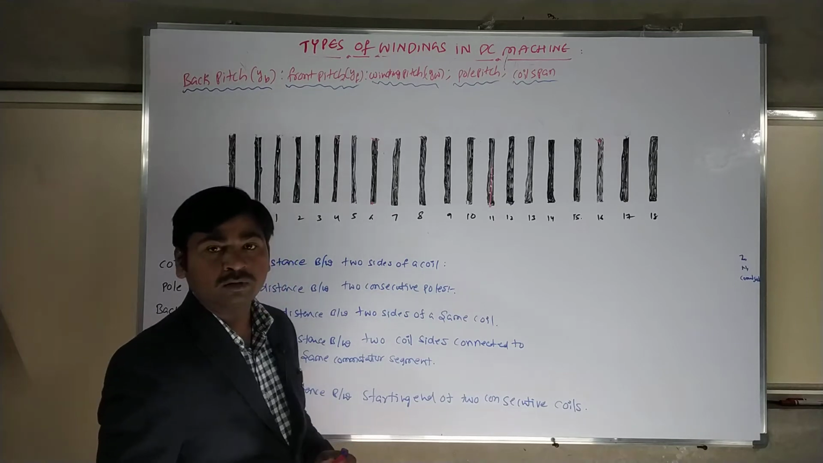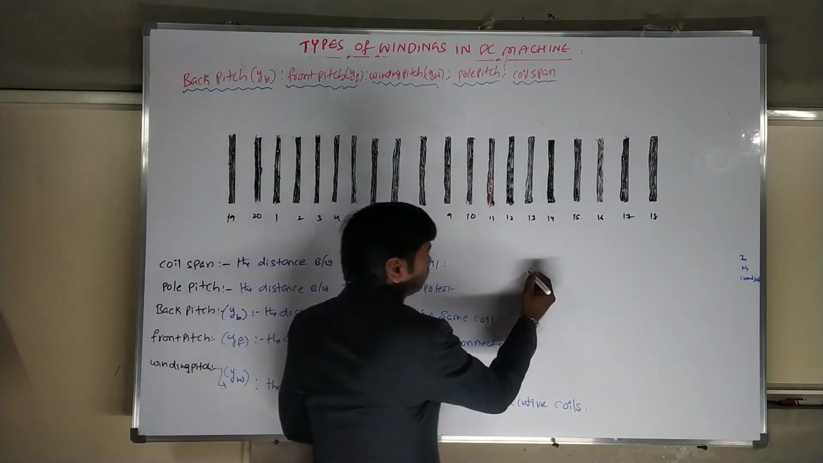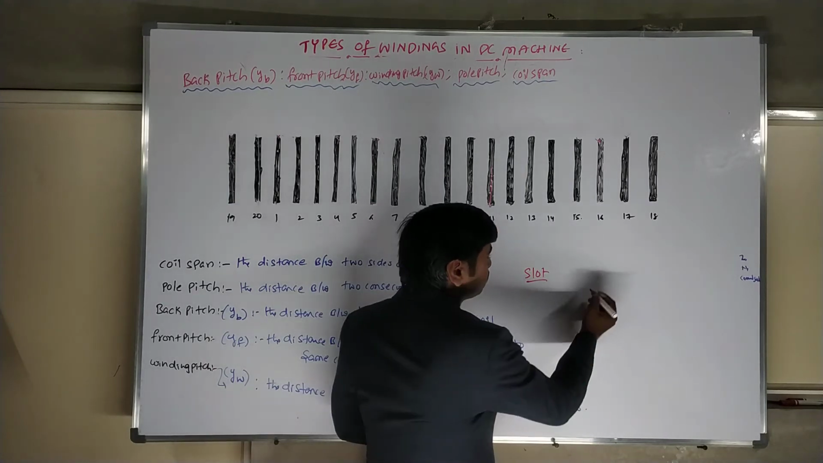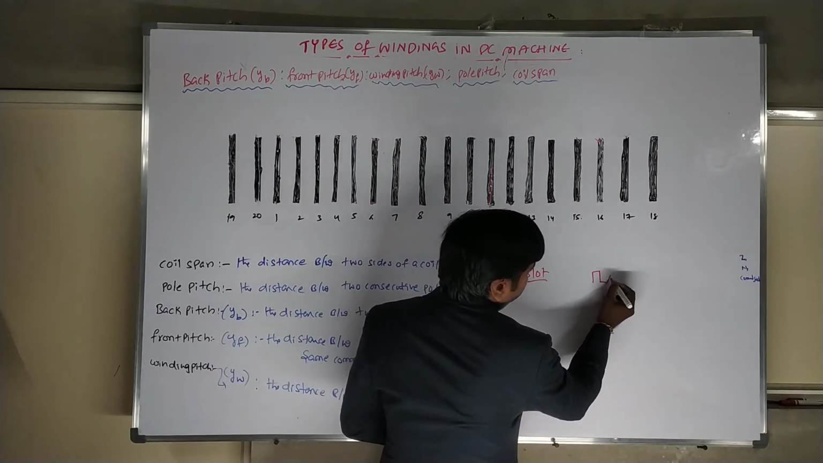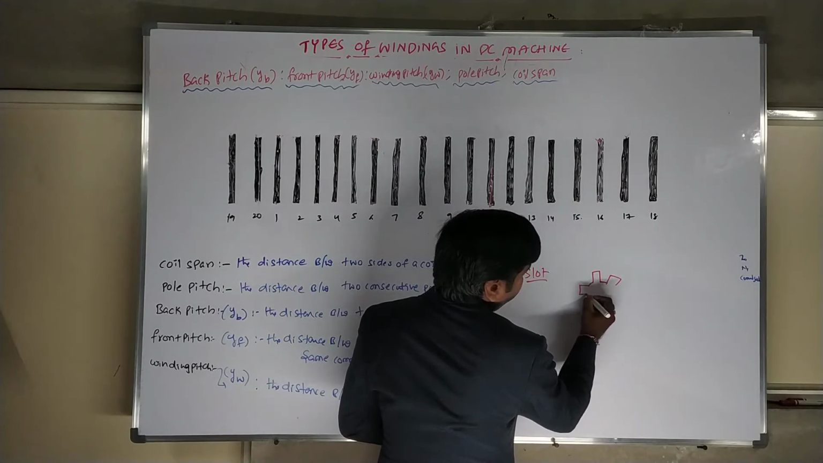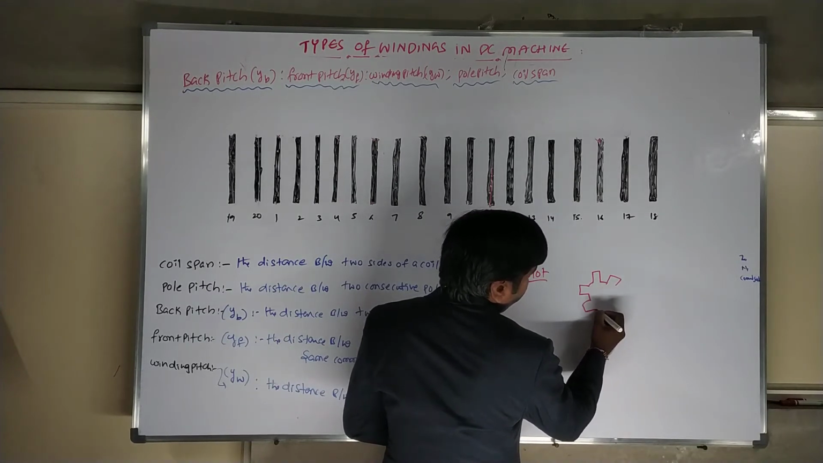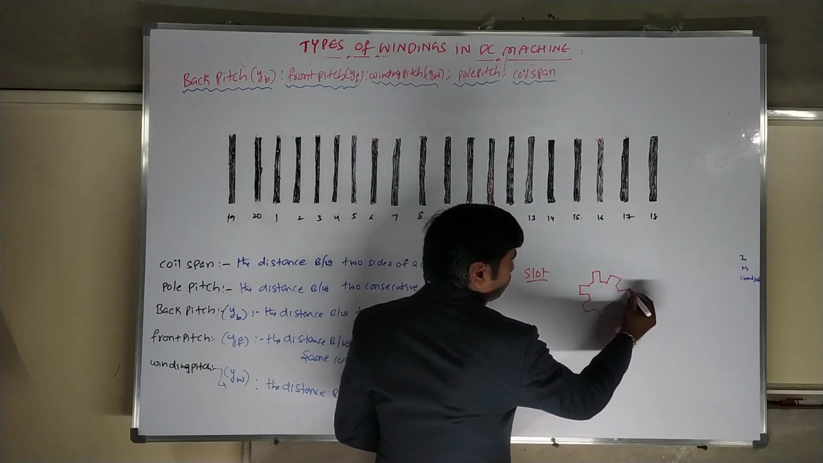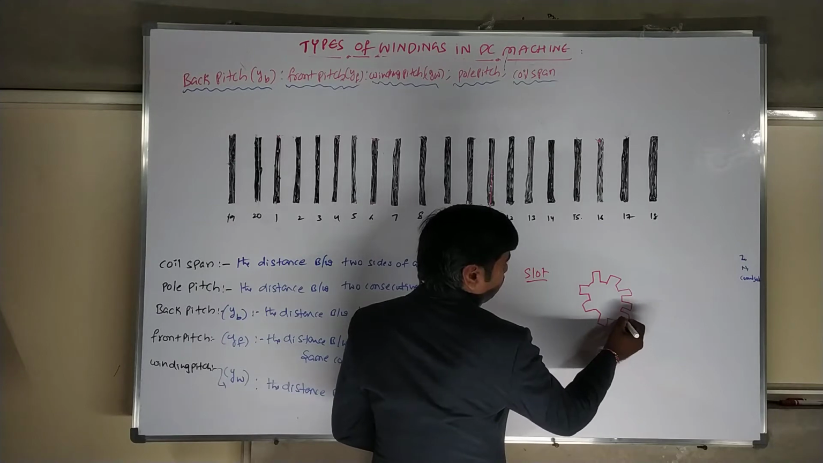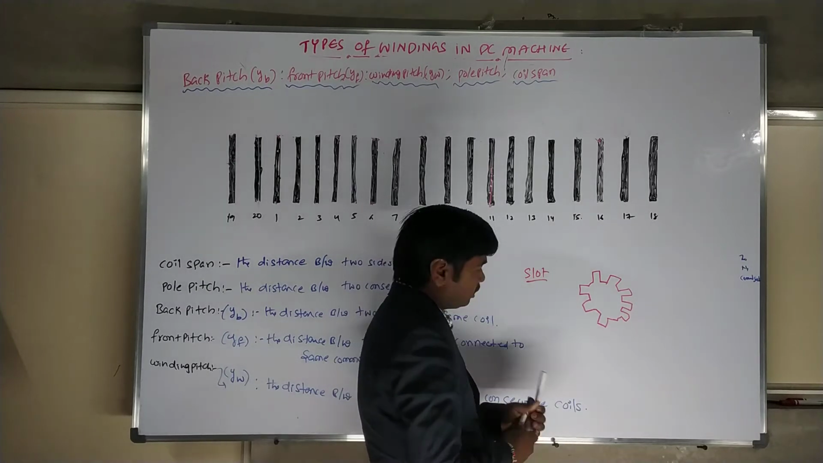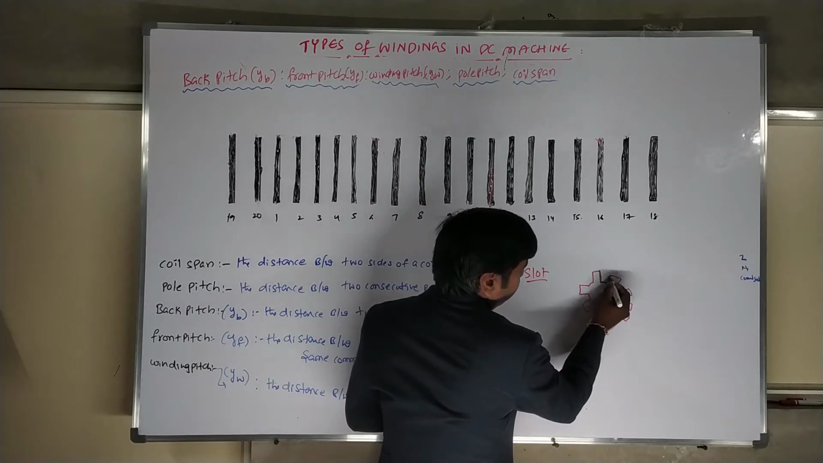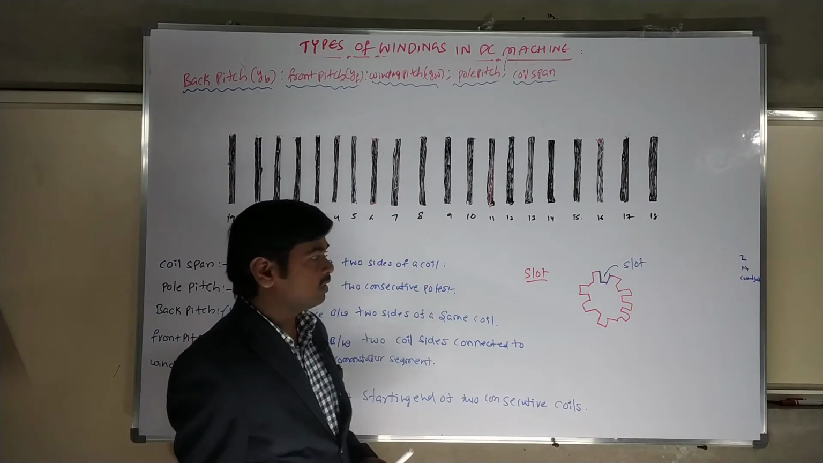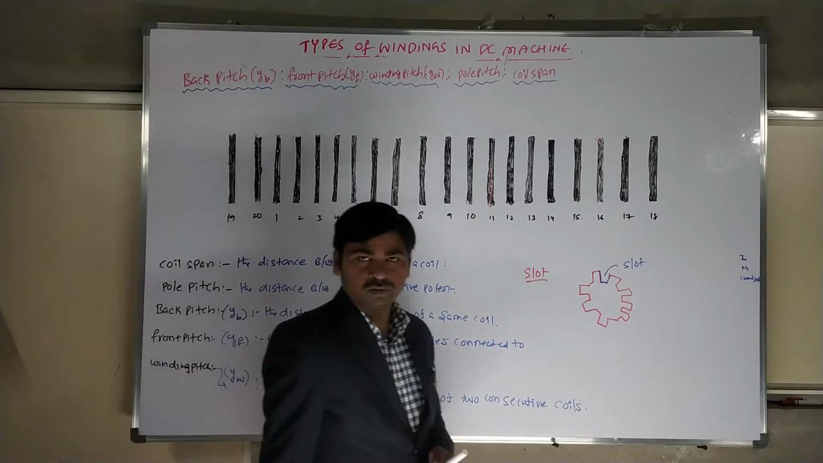The first case: what is a slot? Slot is nothing but a portion of the armature core. It should be like this, in a circular manner, continuing completely around. This portion is called a slot. That portion is called a slot. Very clear.